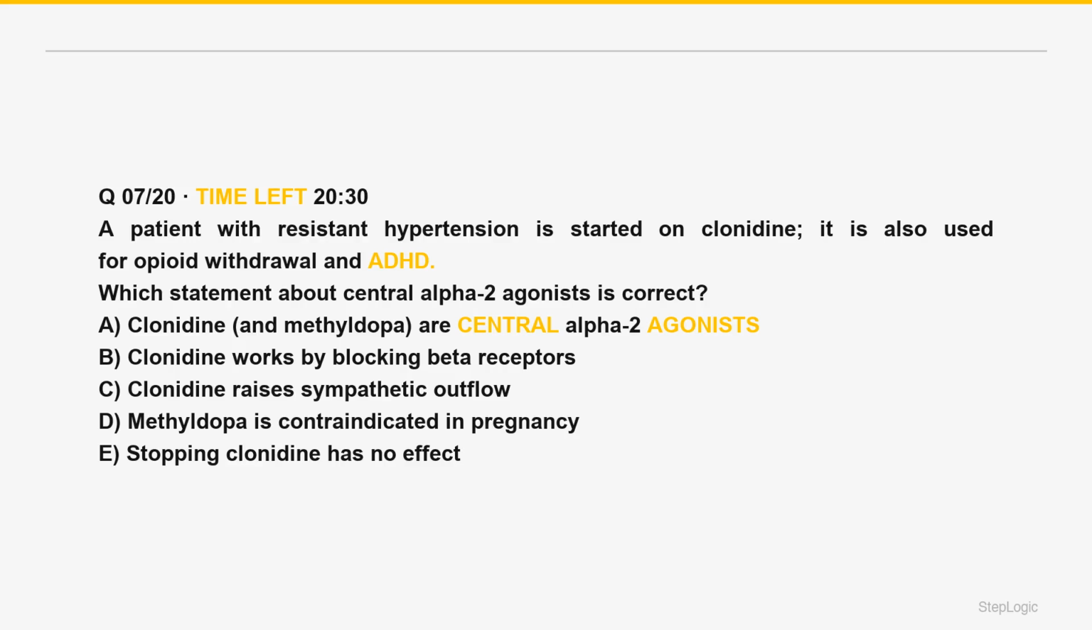Which statement about central alpha-2 agonists is correct? A patient with resistant hypertension is started on clonidine. It is also used for opioid withdrawal and ADHD. Read the command. Which central alpha-2 agonist statement is correct? Clonidine or methyldopa is a central alpha-2 agonist, leads to decreased sympathetic outflow, leads to decreased BP. Uses: HTN, pregnancy, ADHD, withdrawal. Abrupt stop leads to rebound HTN.